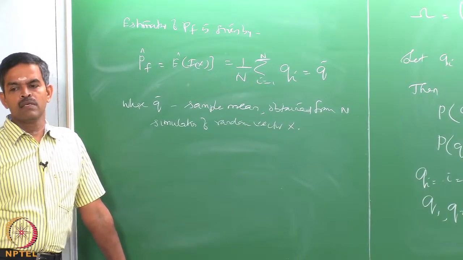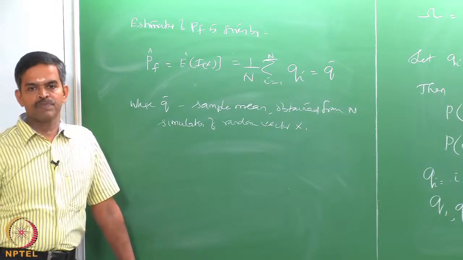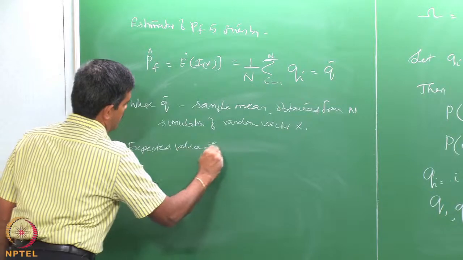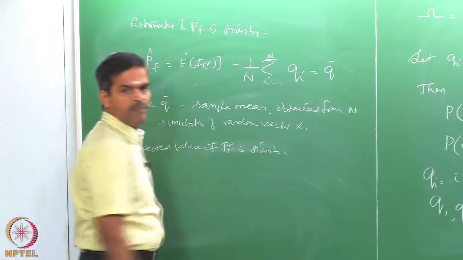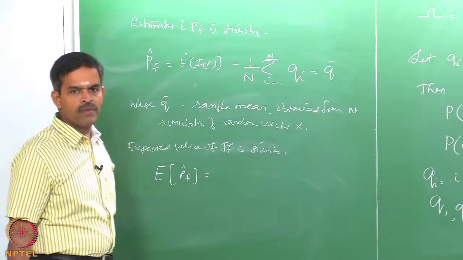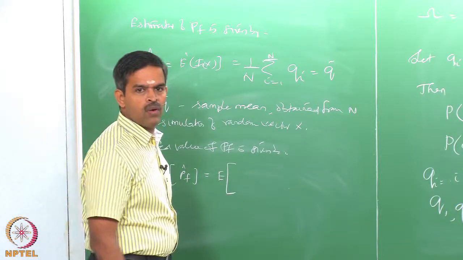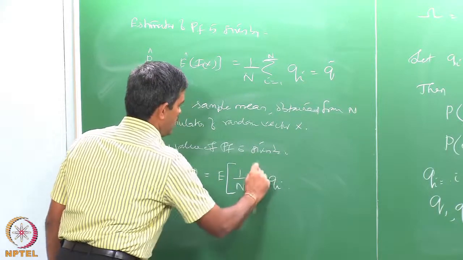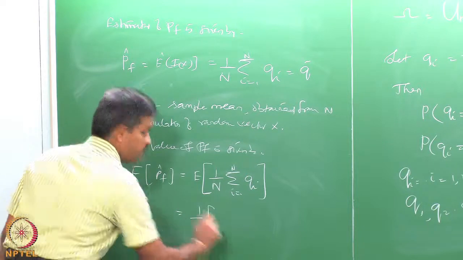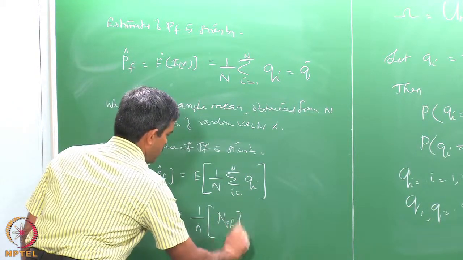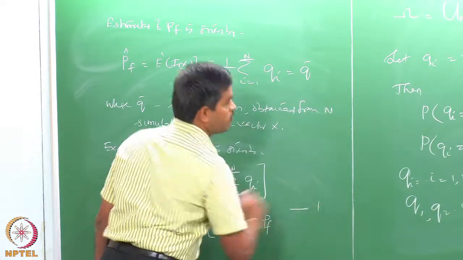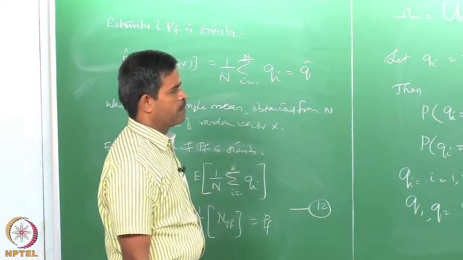It is important, dear friends, to see that the probability of failure estimate is also a random variable in the present simulation. Therefore, the expected value of this estimator is given by the expected value of p hat, I will then connect it to the probability of failure, which is the expected value of 1 by n of summation of Qi, i equals 1 to n, which can also be said as 1 by n times n times the probability of failure, which is simply the probability of failure. This is equation number 13.